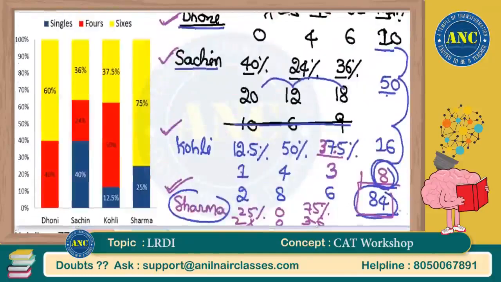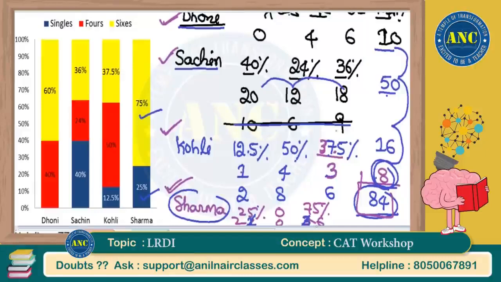I said it as 37.5, but I took it as 75. 12.5 ones, 12.5 fours, 12.5 threes. How did Sharma get 8 runs? Sharma's minimum is 25, right? Fours is 0, sixers is 75. It is 103. Sharma cannot score 3 runs using a sixer. So if I double it, 206. What is the minimum score of Sharma? It is 8. 10, 50, 16, 8.